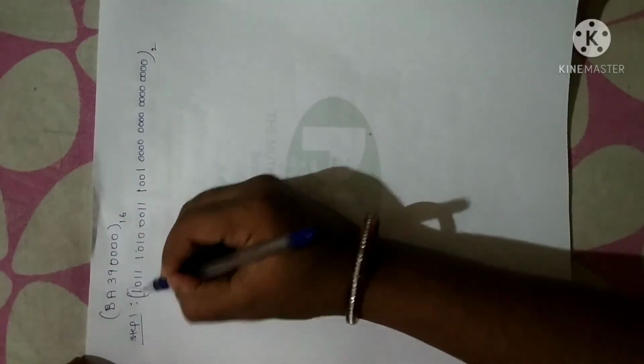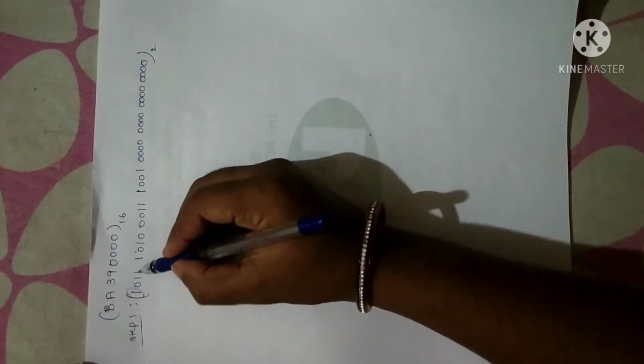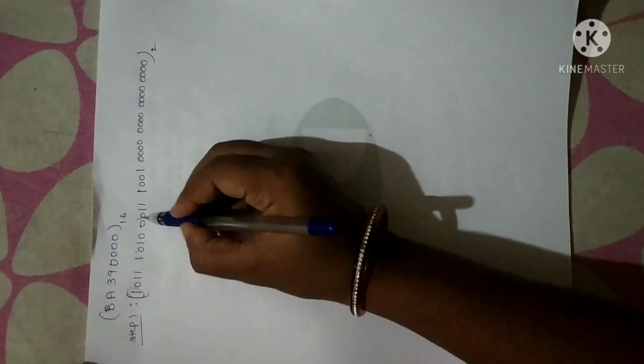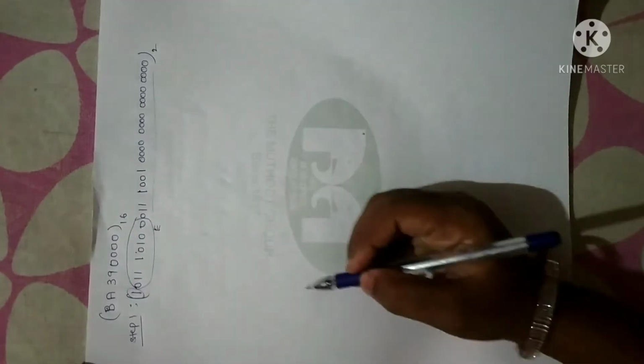Already I have told you this is the sign bit. Anyhow, we have 1 here, it doesn't matter. Next 8 bits: 1, 2, 3, 4, 5, 6, 7, 8. These 8 bits correspond to the exponent value. The remaining will be the mantissa. Fine.